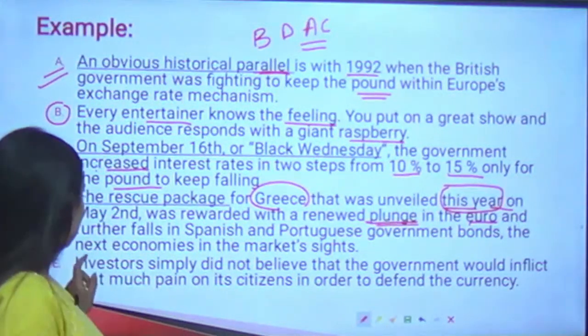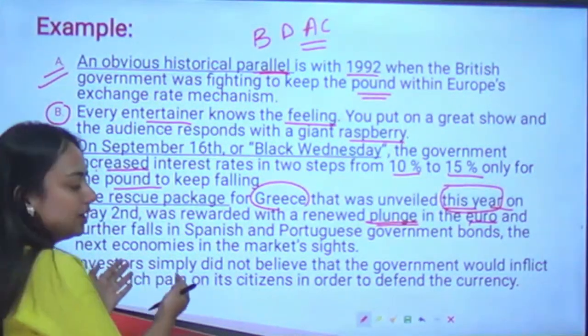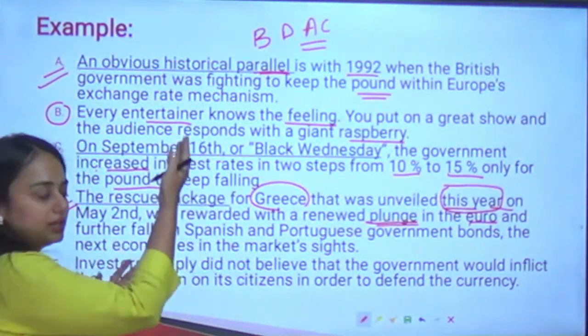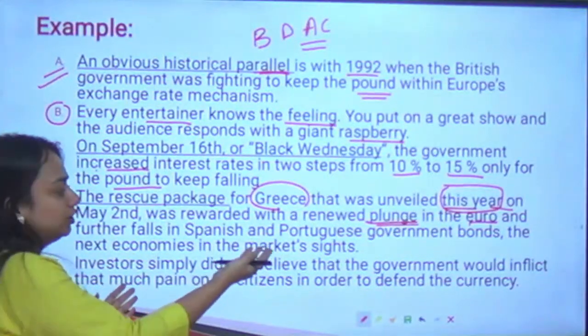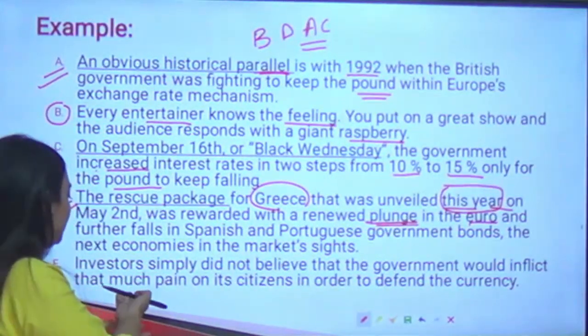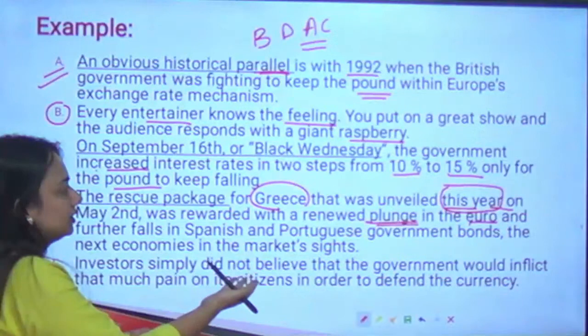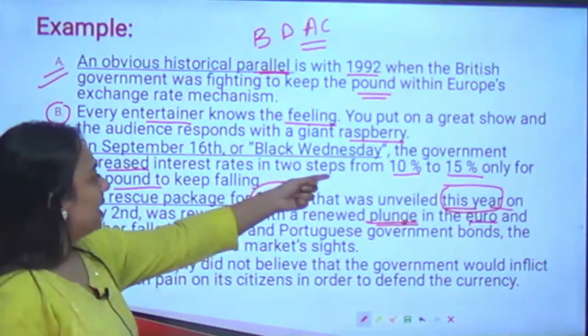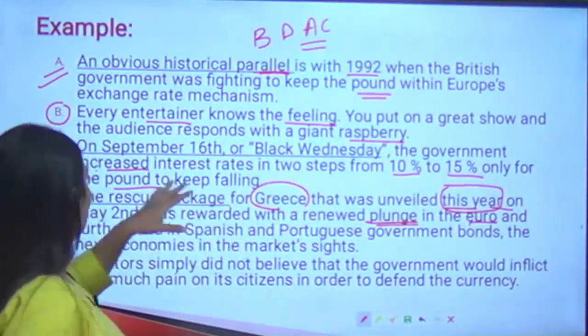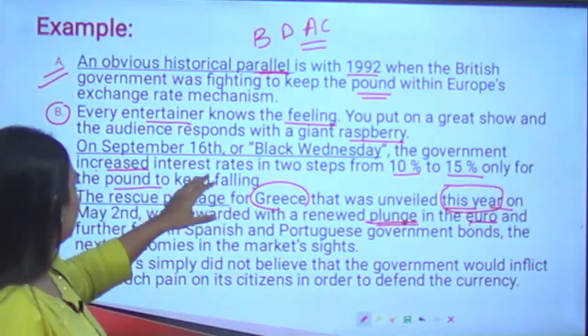And we are left with E. Investors, be it in Greece, be it in Europe, they simply did not believe that the government would inflict that much pain on its citizens. So when this happened, 10 to 15% only for the pound to keep falling.